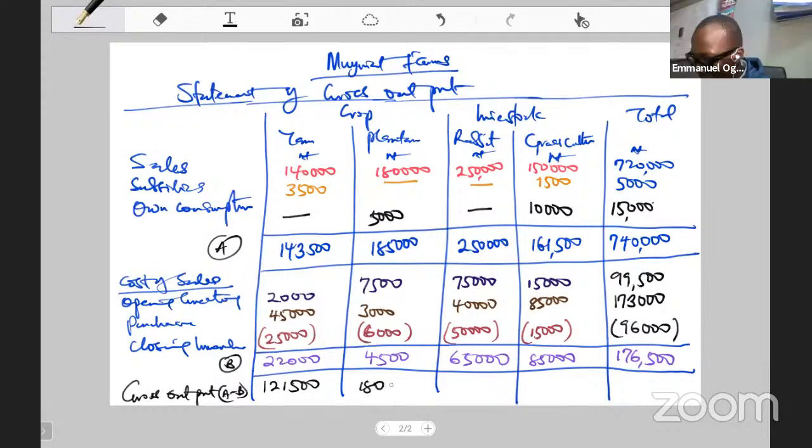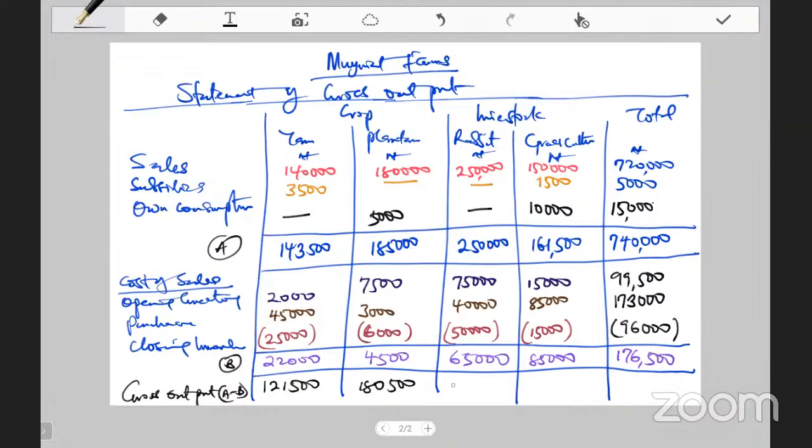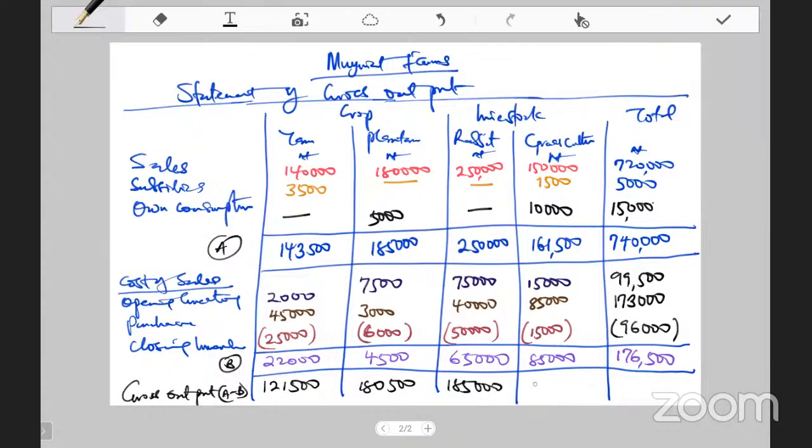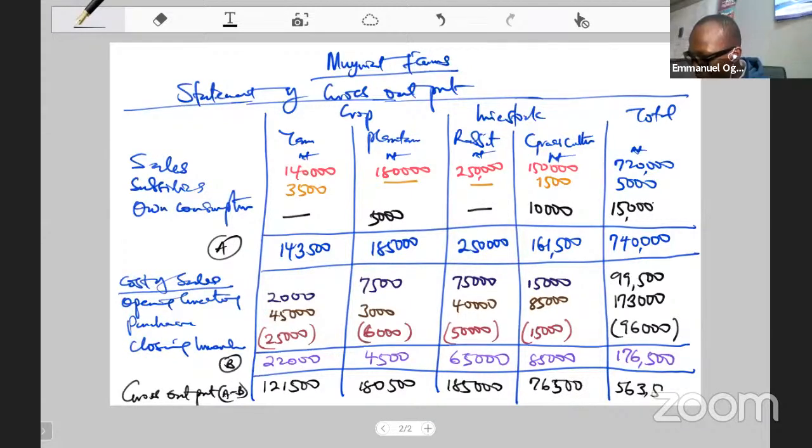180,500. For rabbit, 185,000 naira. Then for grasshopper, 76,500 naira. The total is 563,500 naira. So class, that's the first question, 50 marks. Did you all get it? Yes, sir. So what's the next question?